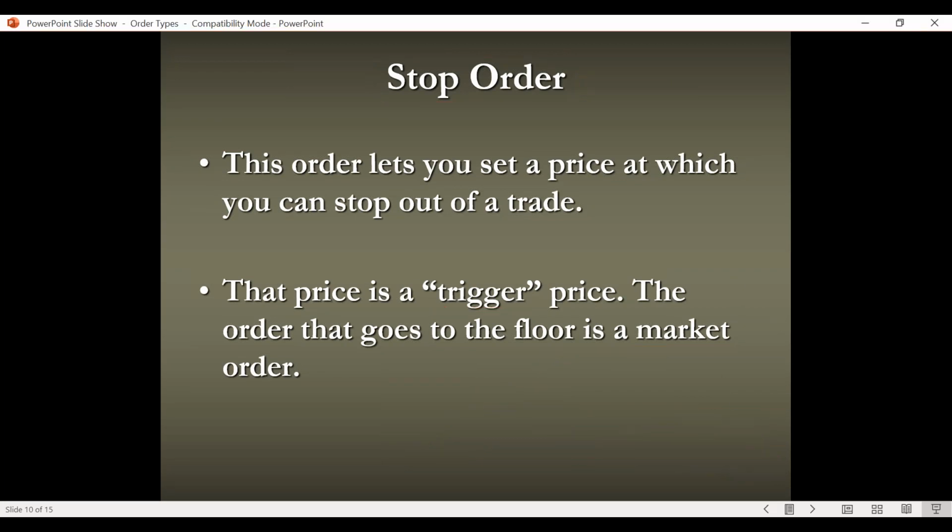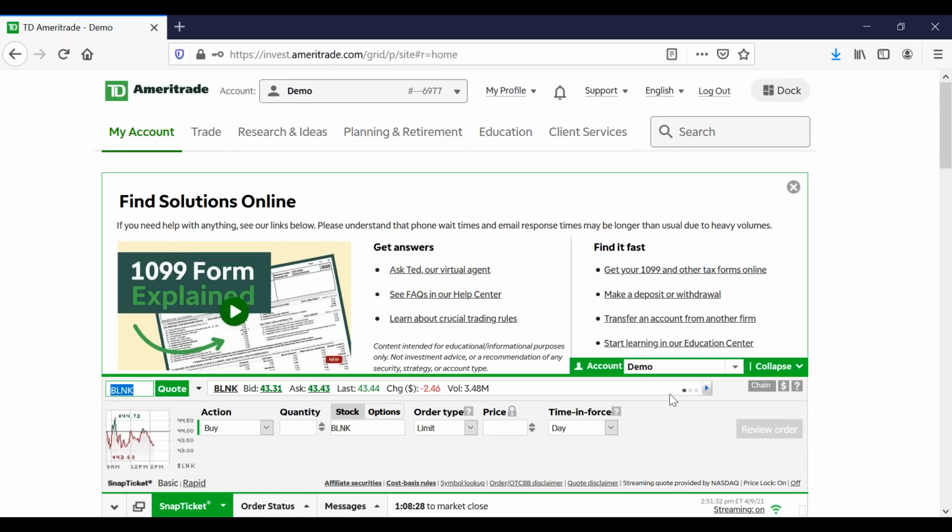So let me show you. Let me see if I can show you this. So you can see right here, the ask price for BLNK is at $43.43. The bid price is at $43.32. And the last price, look, it just changed. The last price is at $43.37. That was the last price that the trade went through at.